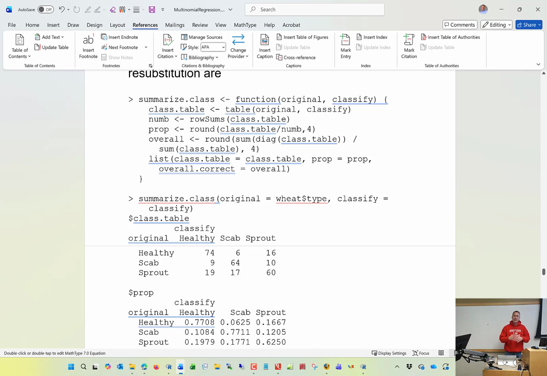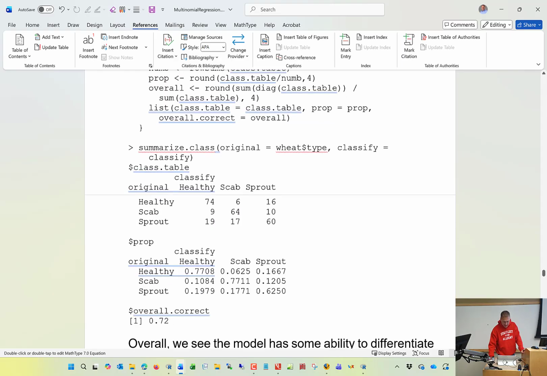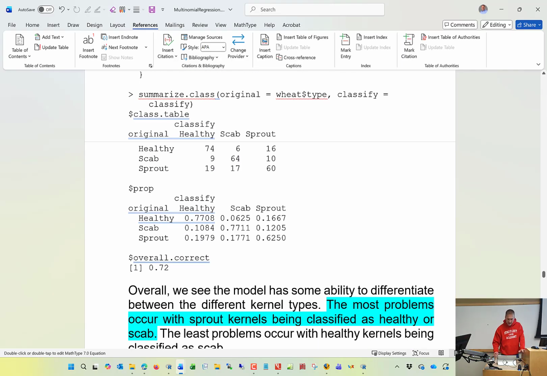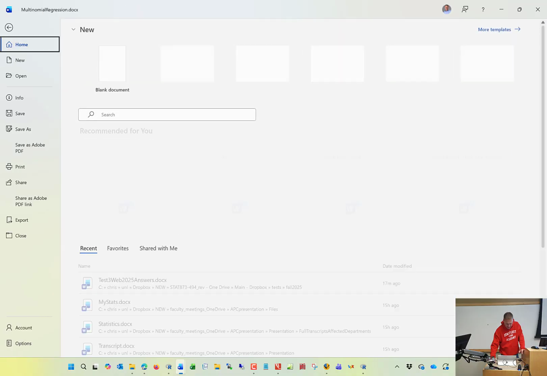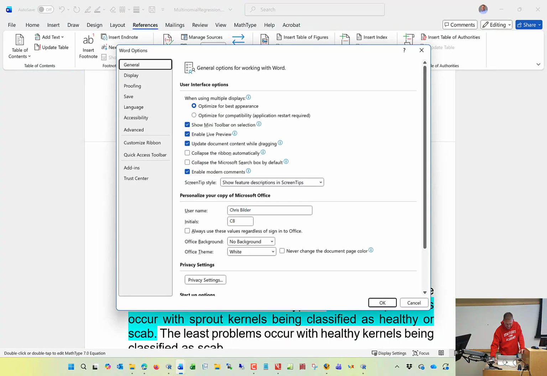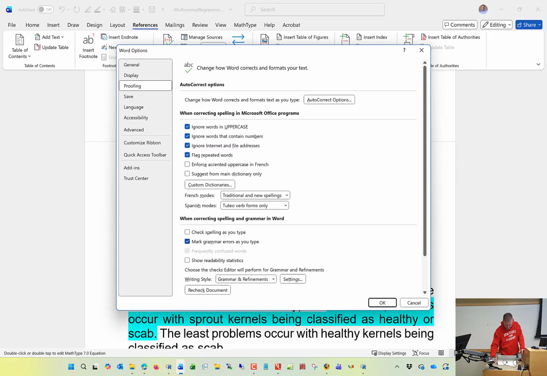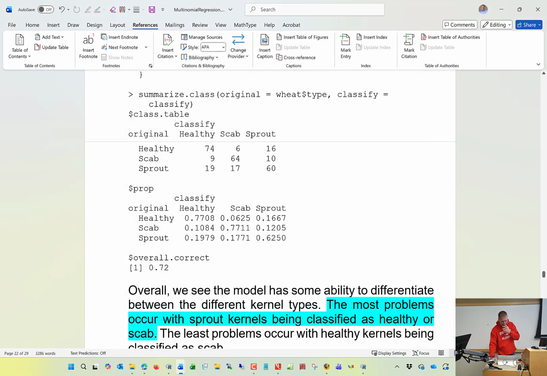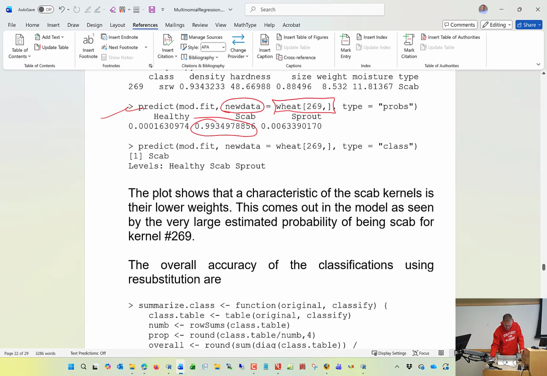We can also summarize how well this model overall does in terms of these predictions. So we go to our summarize.class function. Let me actually turn off the spell check. Sorry, I didn't do that at the very beginning. We can use my summarize.class function. We take the type variable out of week, which is what these observations originally were in. We put in the predictions. And I probably didn't say that specifically before.